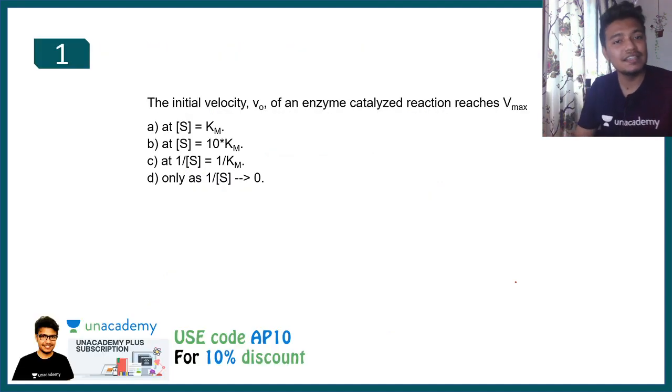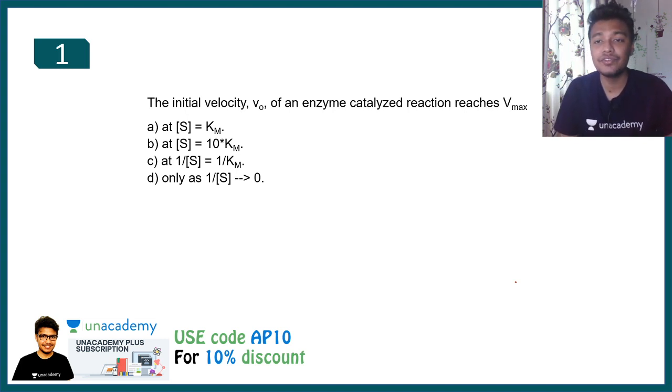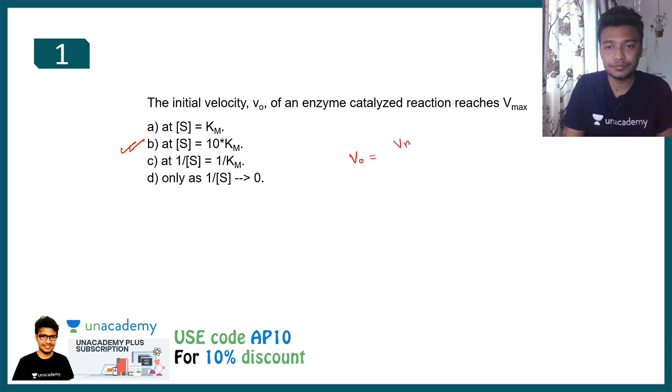So the first question is: the initial velocity V0 of an enzyme-catalyzed reaction can reach Vmax when substrate concentration is equal to Km, substrate concentration is equal to 10 times Km, 1 by substrate concentration is equal to 1 by Km, or 1 by substrate concentration is reaching towards 0. So the correct option is, as you can see, option B, because we have the Michaelis-Menten equation, which is V0 equal to Vmax into substrate concentration divided by substrate concentration plus Km.